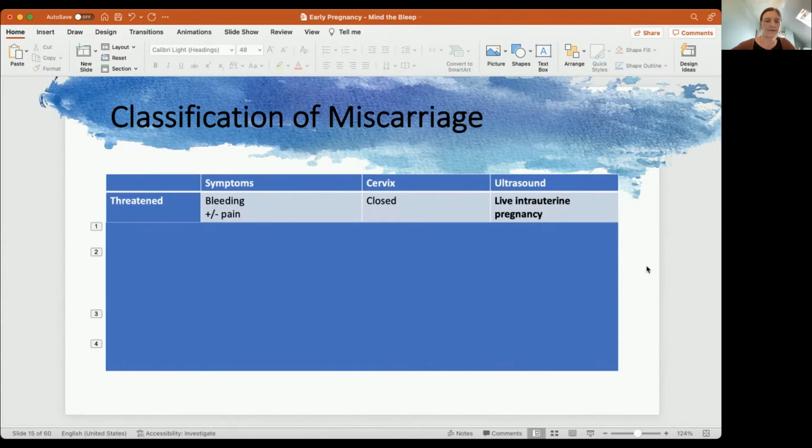Right. So classifying miscarriage in practice is not really that important, but just to try and make it a bit clear. A threatened miscarriage is if they're pregnant, they have bleeding, but when you examine them, the cervix is closed, and on the ultrasound, the baby's okay. So that's a threatened miscarriage.